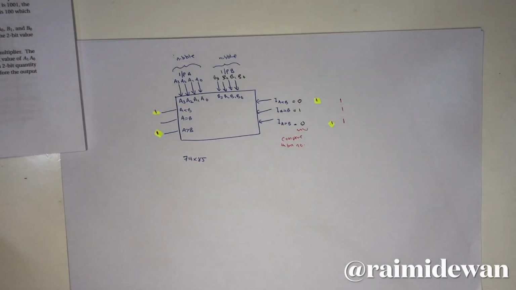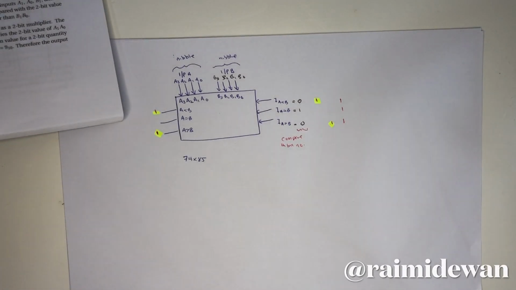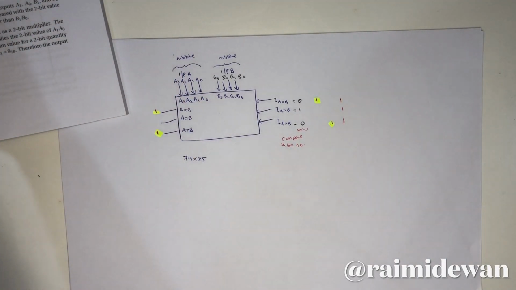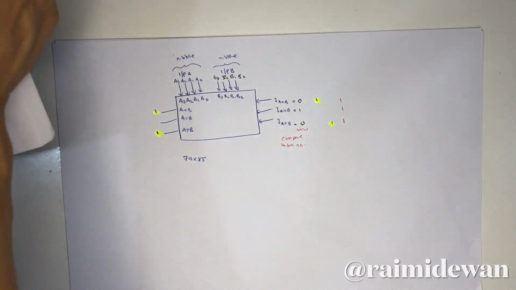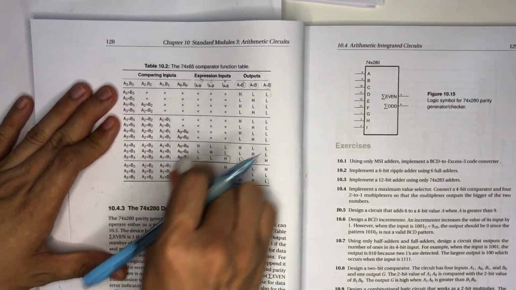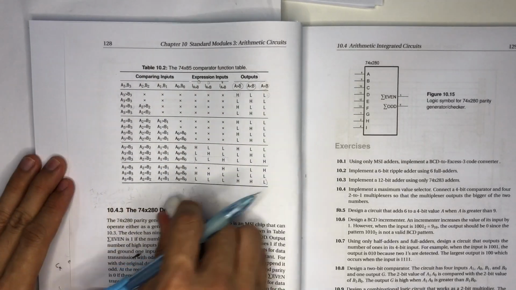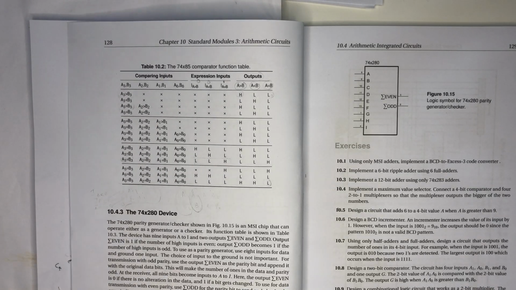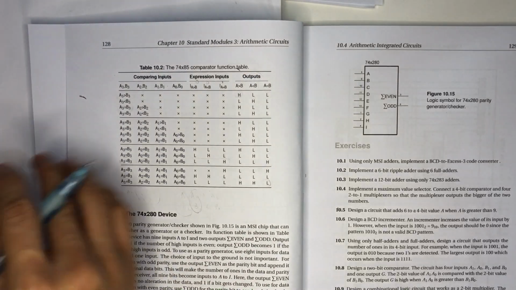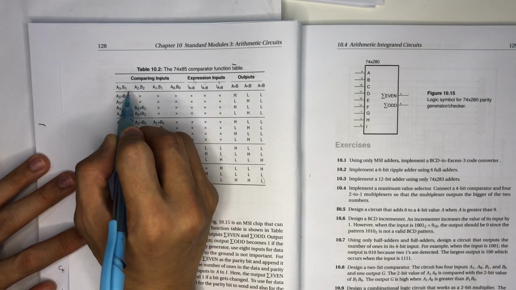Now let's see from the function table. Let's consider the 74x85 comparator function table. You see there are a lot of combinations because you can have a lot of possible combinational inputs. So let me go for the first row. For the first row, it compares A3 until A0 with B3 until B0.